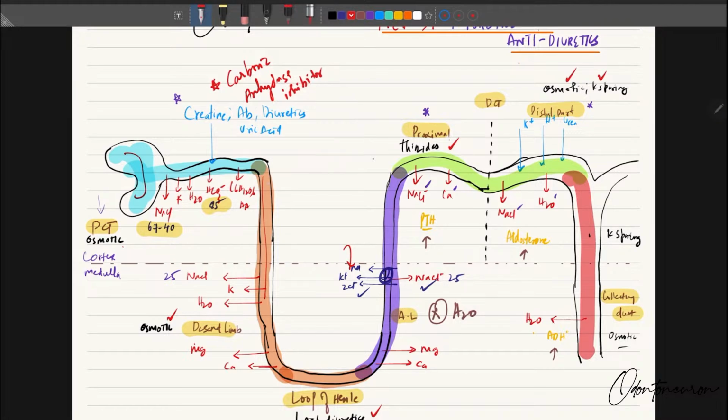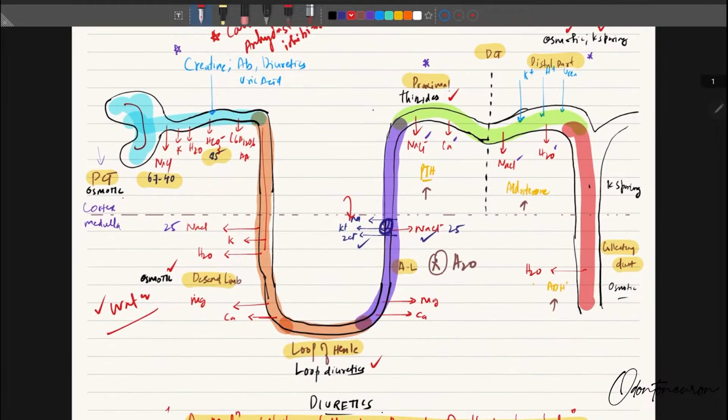Next, once it bends, there is a sudden dip, and this dip is known as the descending limb. The descending limb is highly permeable to water. You have to remember, the descending limb is permeable to water. Then it bends and comes as the loop of Henle. The drugs acting in the descending limb are the osmotic diuretics.